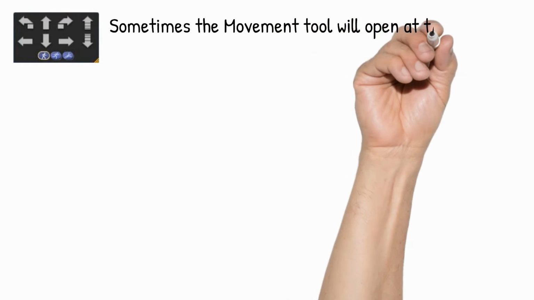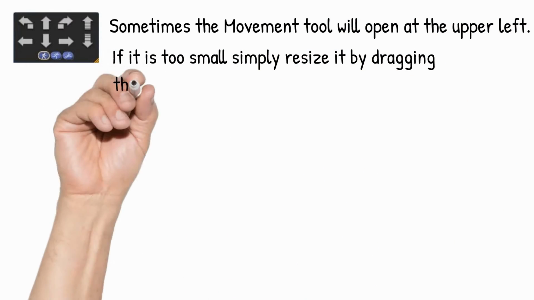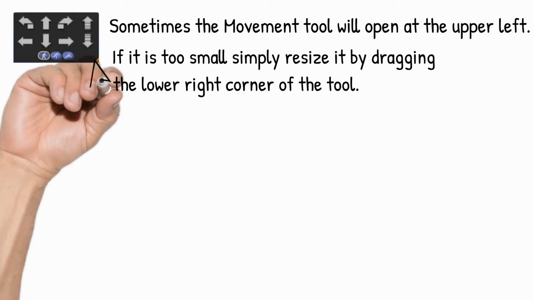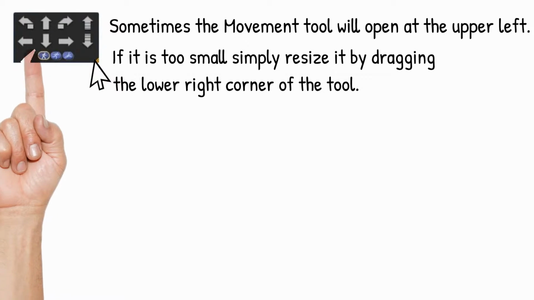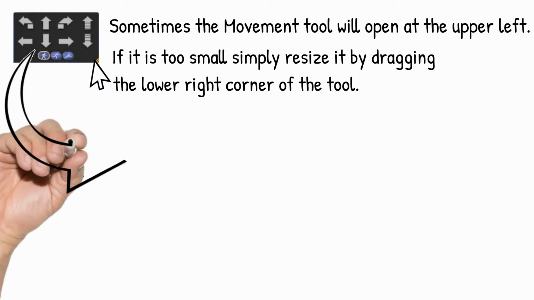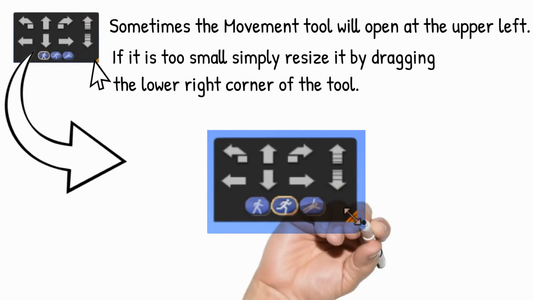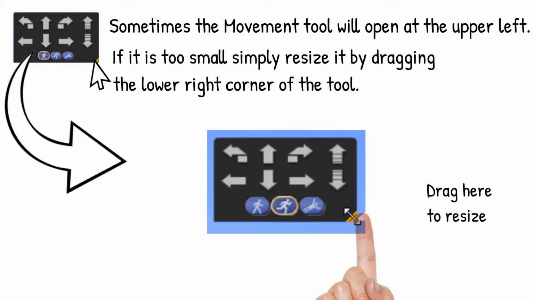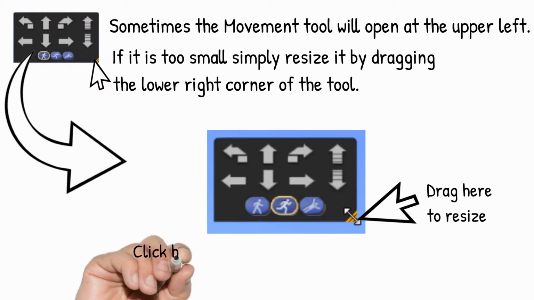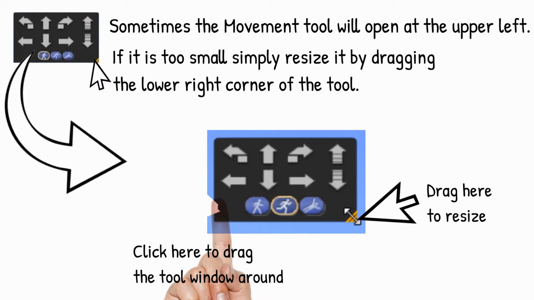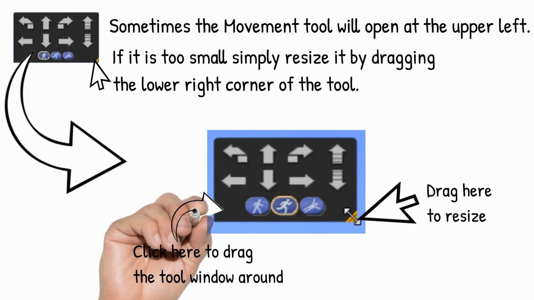Sometimes the movement tool will open at the upper left. If it is too small, simply resize it by dragging the lower right corner of the tool. Drag here to resize. Click here to drag the tool window around.